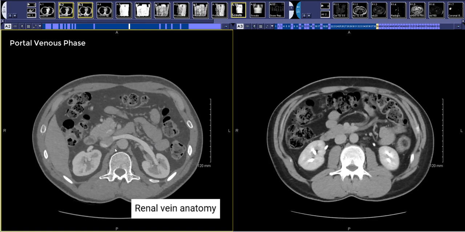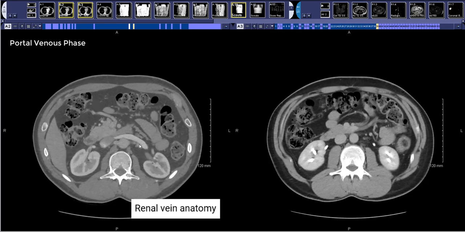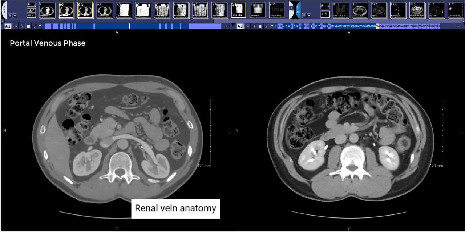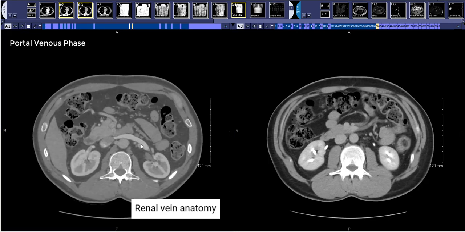Sometimes the left renal vein is circumaortic, i.e. it wraps around the aorta, or retroaortic, which makes it technically more difficult for the surgeon to harvest that kidney. So always look at the venous phase and describe especially the left renal vein, whether it's circumaortic, pre-aortic, or retroaortic.